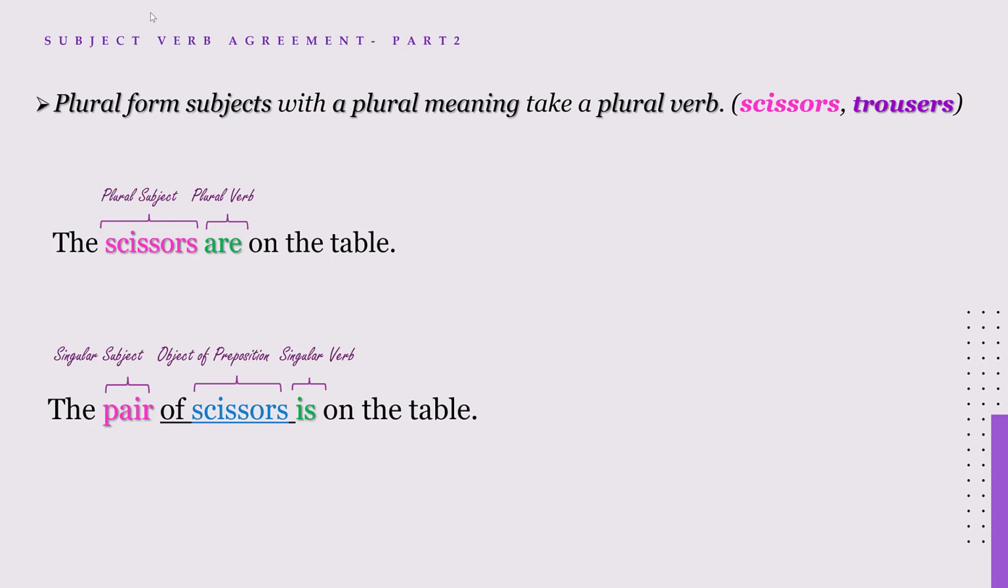The pair of scissors is on the table. In this example, the subject of the sentence is pair, and it is singular. Therefore, the verb must be singular and agree with the subject. Because scissors is the object of the preposition of, scissors doesn't affect the number of the verb.